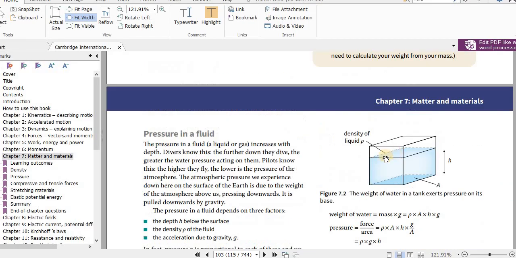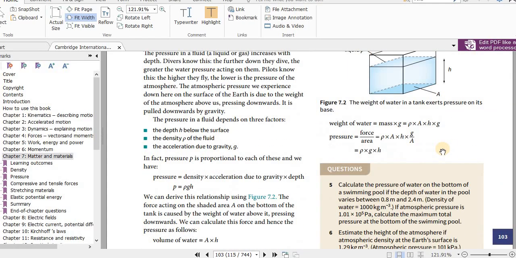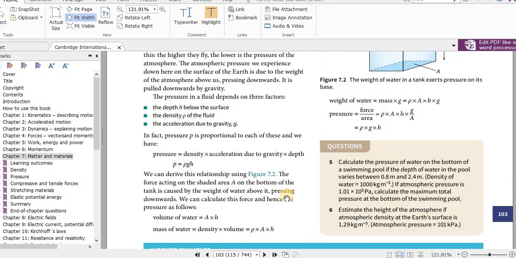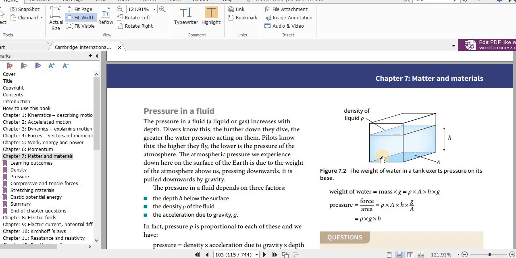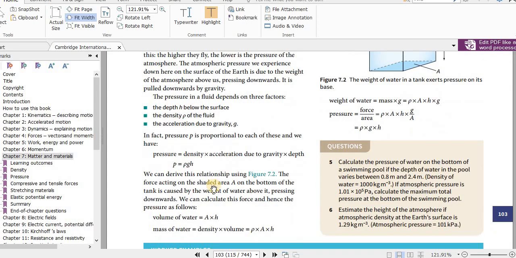Volume of the water is area of cross section times the height. You can see it, because you can consider this like a prism. Then area of cross section times the height will give you the volume. Okay. Then mass of water is what?